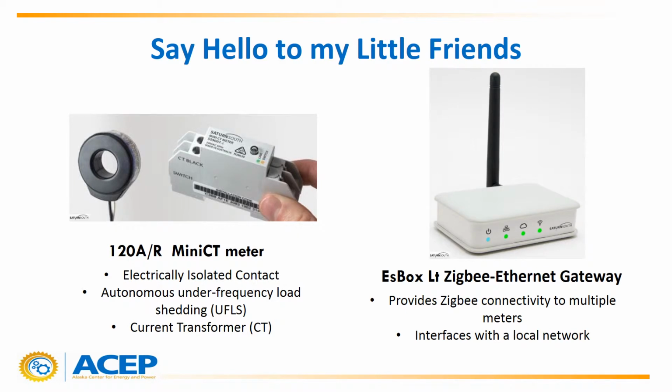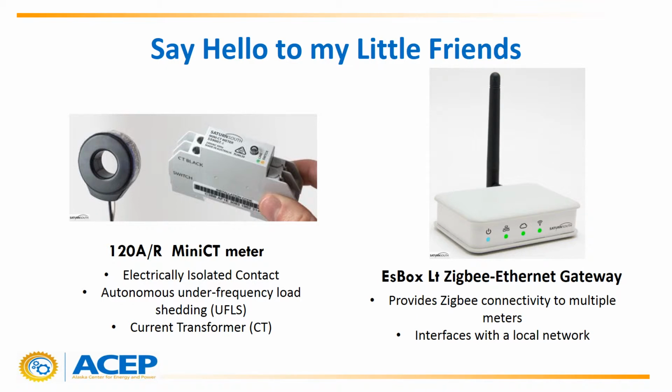Saturn South's 120AR mini CT meter and the ES-Box LT are the components used in our test setup to enable direct load control. The mini CT meter records multiple characteristics of a circuit, including the frequency of power output by a generator or utility, and the current flowing to the connected appliance, or the load.